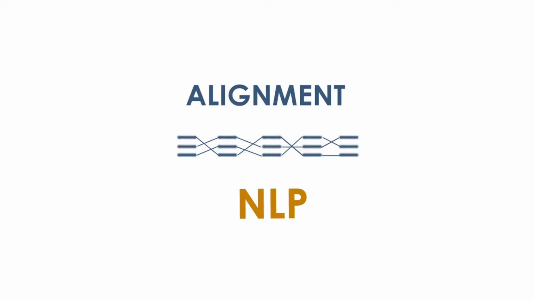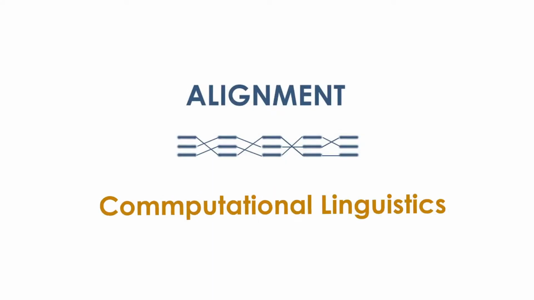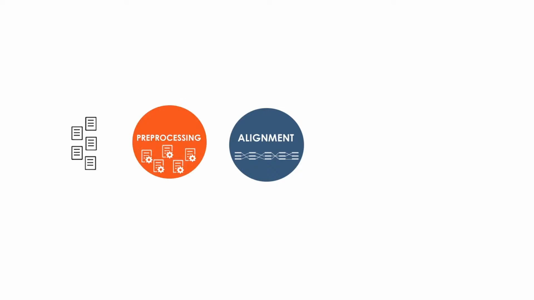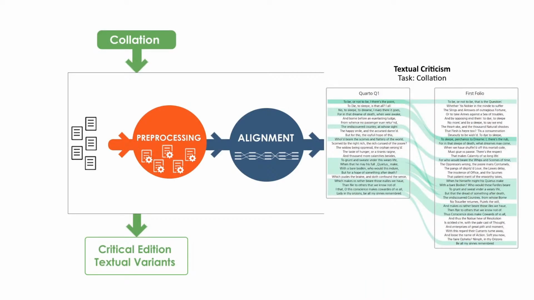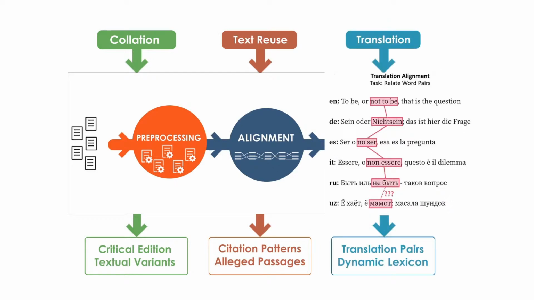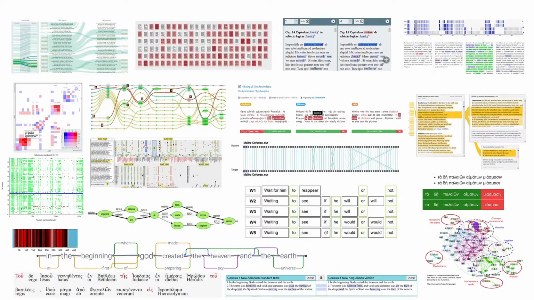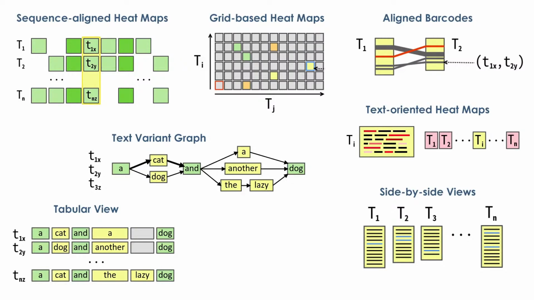Text alignment is a fundamental technique in many text-related domains. In this survey, we cover 3 text alignment scenarios: collation task, text reuse detection, and translation alignment. On the basis of those scenarios, we reviewed the existing text alignment visualization approaches and discussed their advantages and drawbacks. We finally derived design implications and shed light on related future challenges.